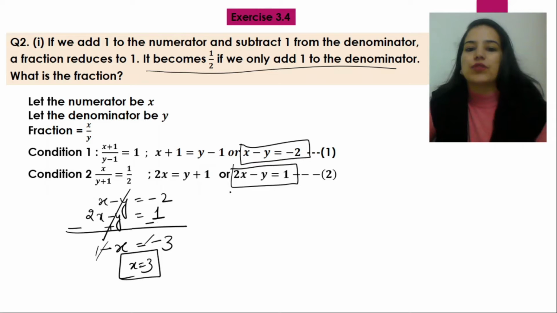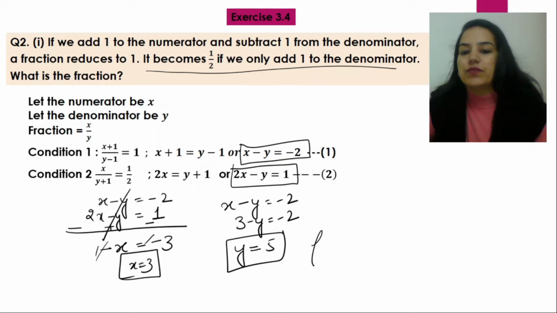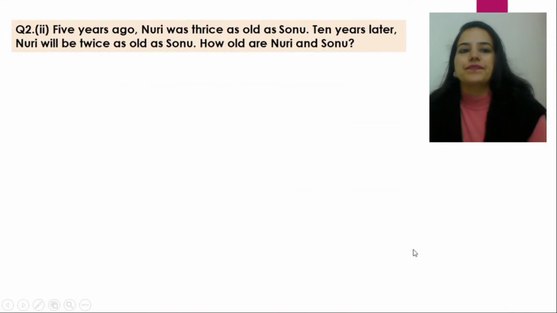Then if I put it in any one of them, like x minus y equals minus 2, so 3 minus y equals minus 2 and I get y equals 5. But it's a word problem, so the answer has to be in words. The required fraction is 3 by 5. You can cross check anytime: if you add 1, it becomes 4 by 4, that's 1. And if you add 1 in the denominator, it's 3 by 6, which is 1 by 2.